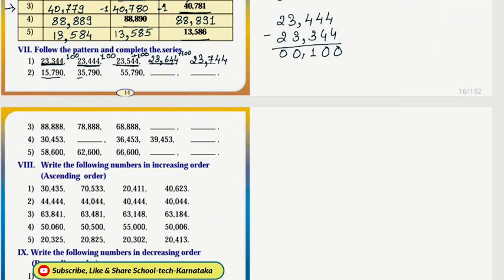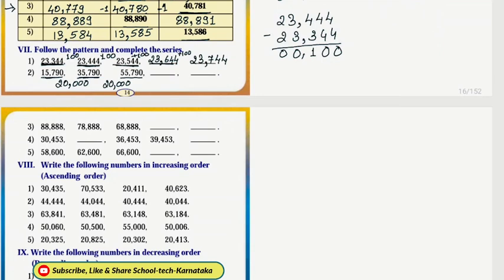In the same way, we need to find the difference between 15,790 and 35,790. So when we subtract 15,790 from 35,790, we get 20,000 as the difference. And when we subtract 35,790 from 55,790, we again get 20,000 as the difference.